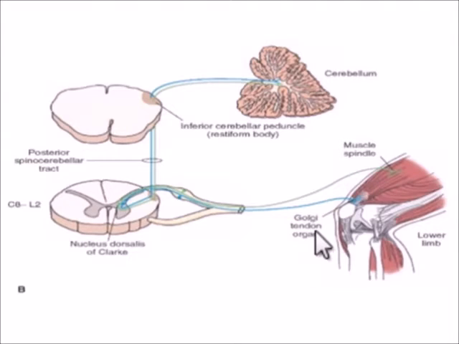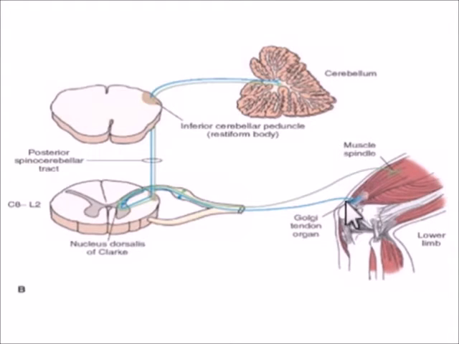The posterior spinocerebellar tract actually arises from muscle spindles and Golgi tendon organs, which are situated in the muscle and at the tendons. These structures, the muscle spindles and Golgi tendon organs, give information about the state of contraction of muscles, about their tension, pressure and length, as well as about the joint sense.